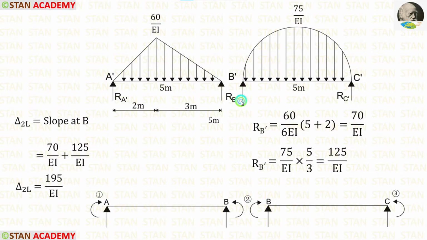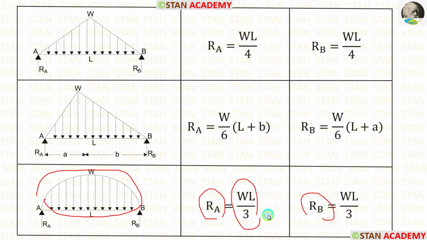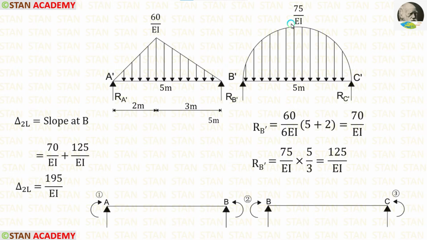Now let's calculate RB dash in the second beam. If in the simply supported beam, UVL is acting in the shape of a parabola, the formula for RA and RB is WL upon 3. In the formula, let's apply the values. W is 75 upon 3 and L is 5. After applying the values inside the formula, we are getting 125 upon EI. After adding, we are getting delta 2L, which is equal to 195 upon EI.